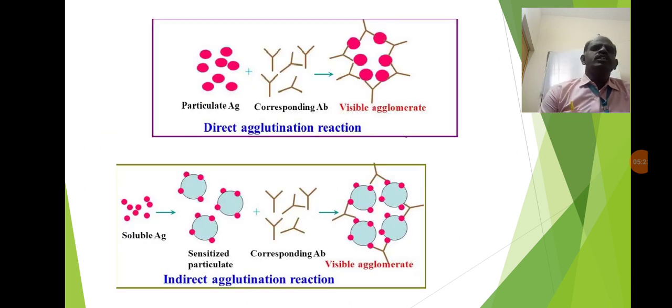This diagram explains how the direct agglutination reaction and indirect agglutination reaction take place. In the case of direct agglutination, the particulate antigen binds with its corresponding antibody, making a visible agglomerate. In the case of indirect agglutination, soluble antigen is first bound to a sensitized particle and then with the corresponding antibody, finally it makes a visible agglomerate.